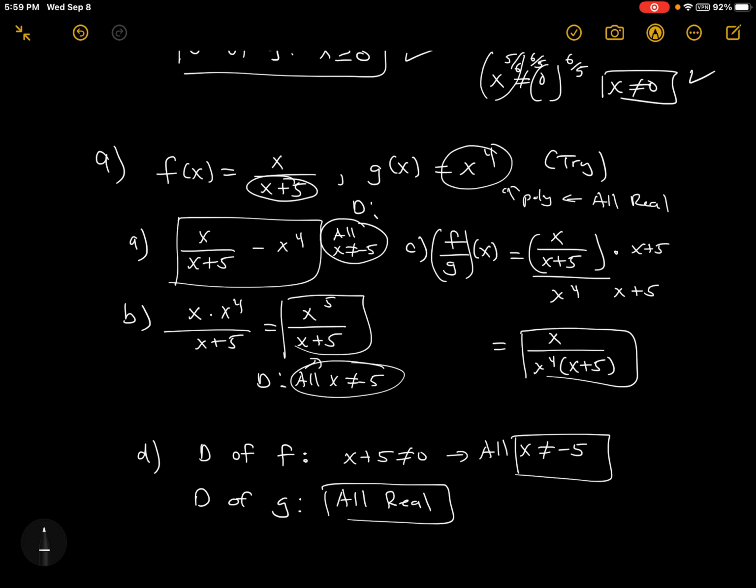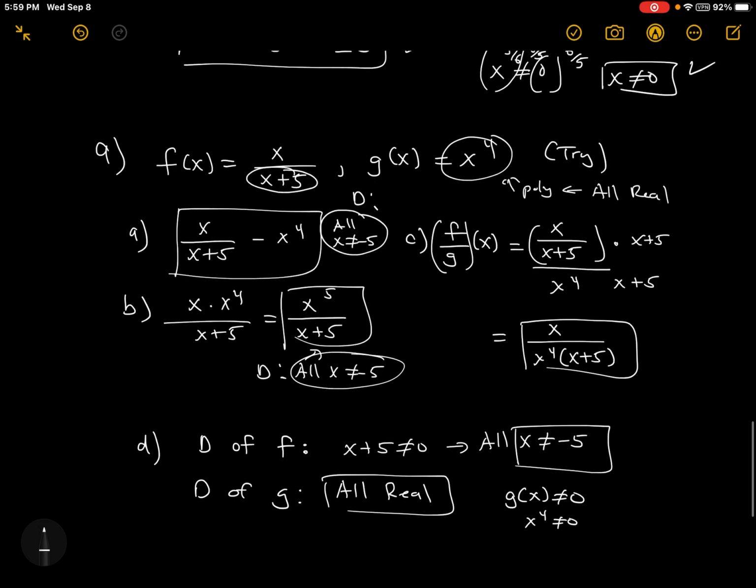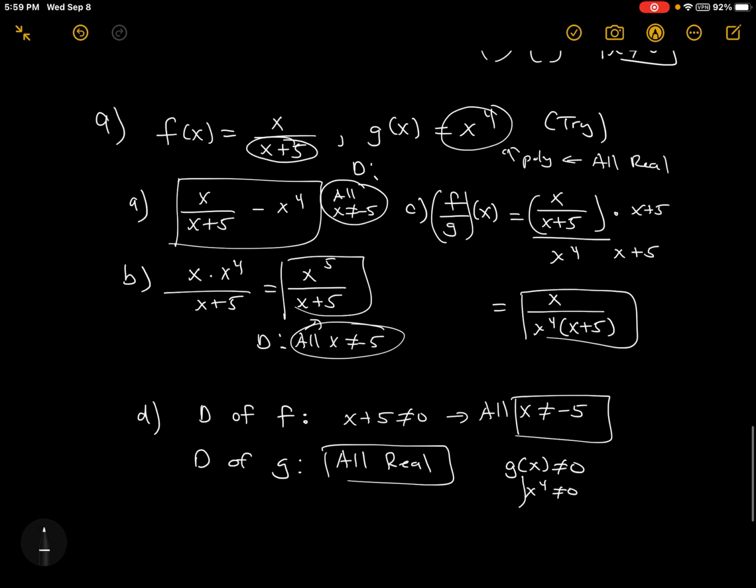So x to the 4th can't equal 0. If you take the 4th root of both sides, oops, that's a terrible parentheses, but hopefully you realize what I'm trying to do here. x can't equal 0. 0 to the 1/4 is just 0. So if I combine x can't equal -5, all real, and x can't equal 0, you would say the domain of this is x can't equal 0 and x can't equal -5.